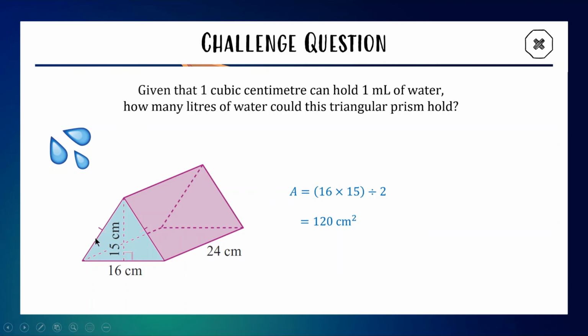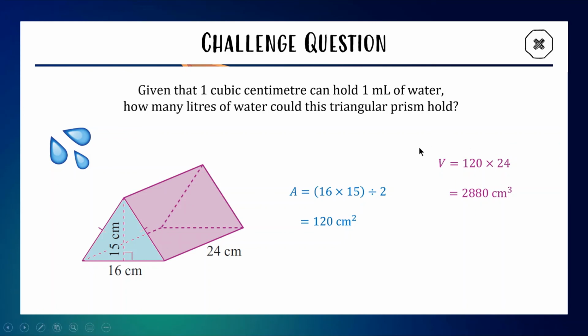Now, once again, we take our area on the front and we multiply it by the length of the shape, which is 24 centimeters. So our volume is going to be 120 multiplied by 24. Going to be a big number. It's going to be 2880 cubic centimeters.